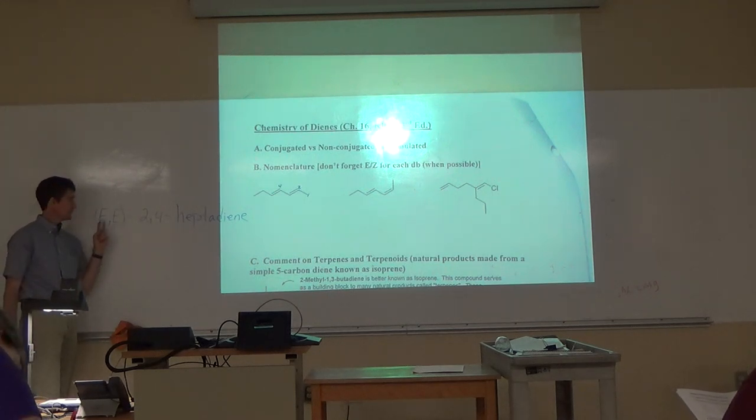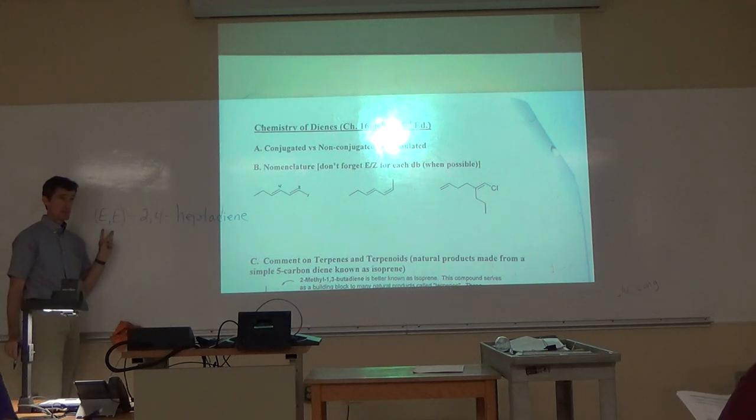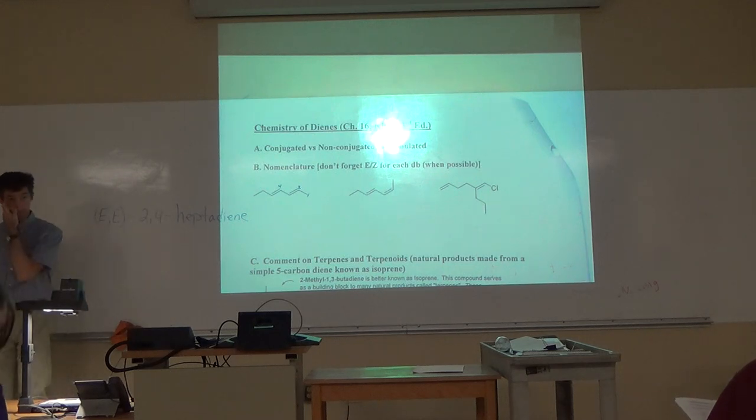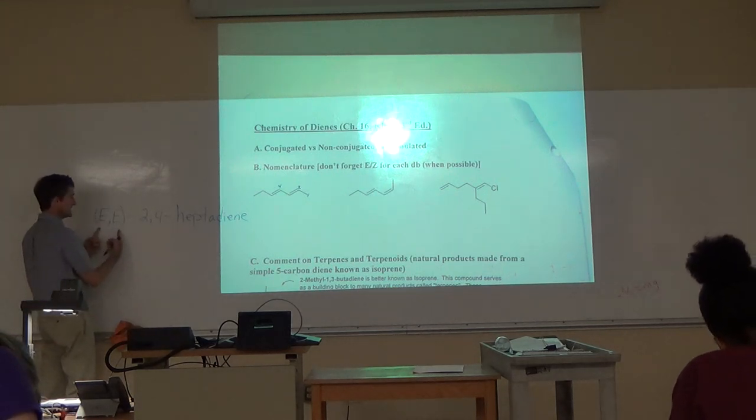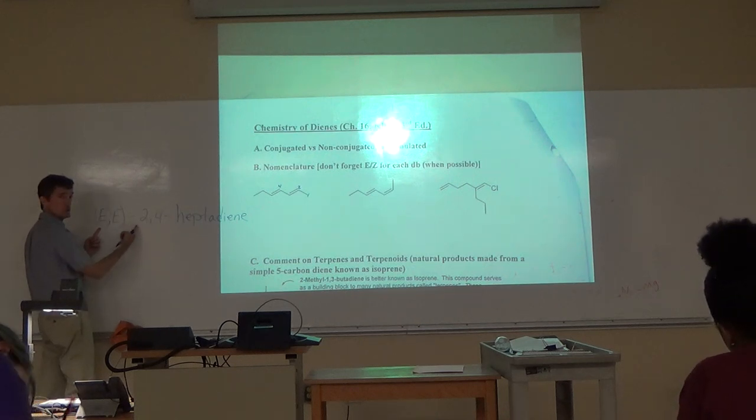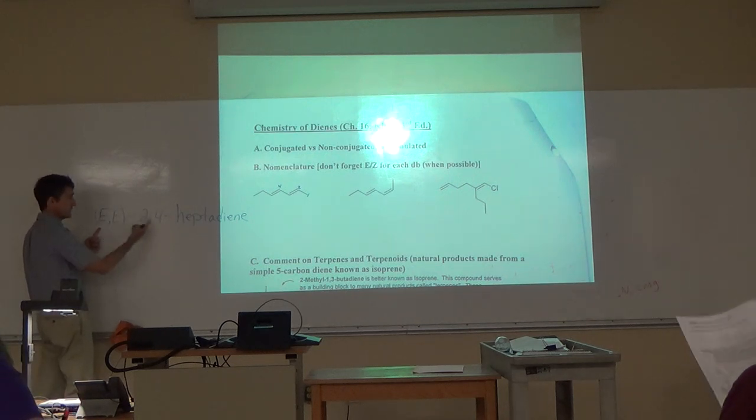For example, if one was E and one was Z, the first letter goes with the first number. Can we do E2 and then E4 like that? You perhaps could. You may see some variations, yeah. But I think this is typical right here. If this says Z,E, the Z would be the 2, right? And then the E would go with the 4.